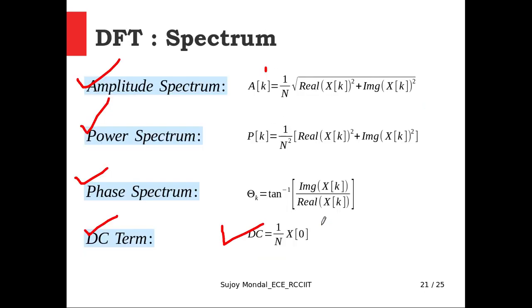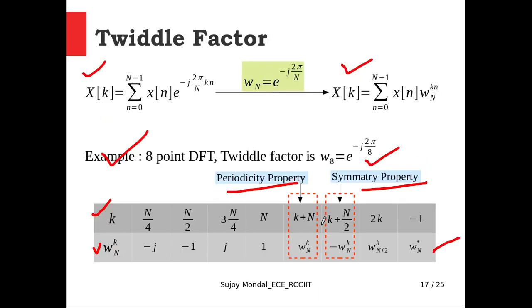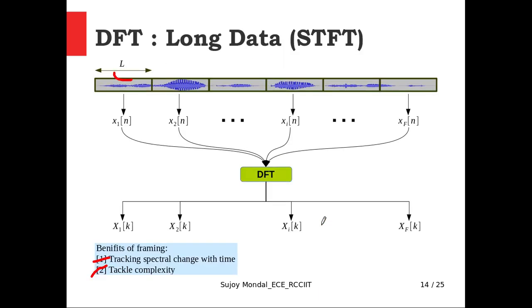So now if we go back and re-explain the term which was here, to tackle complexity, that means why we used a smaller frame. One of the reasons was to tackle complexity. Smaller frame means the number of sample points is less. So the number of sample points being less means we are supposed to use a smaller number of DFT coefficients, so that requires less computational complexity.